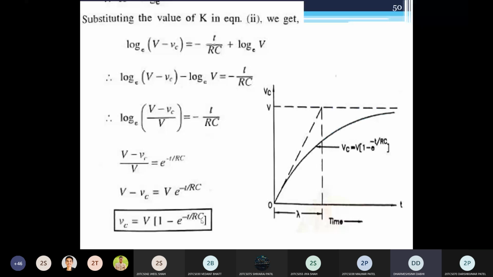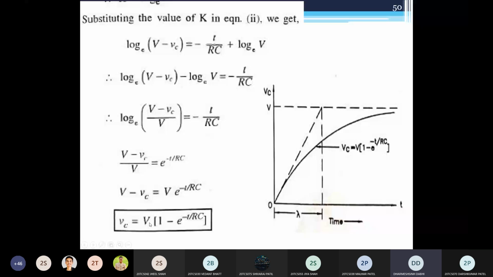If you draw the graph of this voltage across the capacitor with respect to time, it looks like this. As you can see, at t equal to 0 the voltage across the capacitor is 0, because at t equal to 0 the capacitor is uncharged. But as the time t increases, you can see in this equation that the second term decreases. It means your voltage across the capacitor reaches toward the supply voltage V, the supply voltage of the battery.